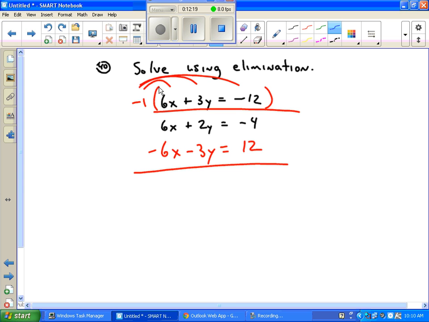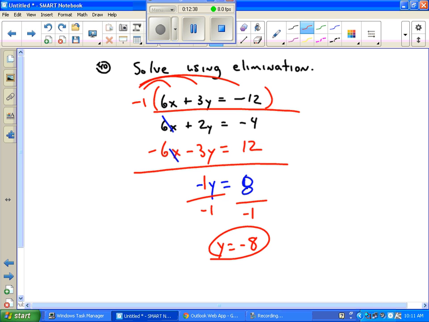6x minus 6x is 0x. They cancel each other out. 2y minus 3y is -1y. And -4 plus 12 is +8. So you have -1 times y. Undo that by dividing by -1. Do it here as well. Y's value is 8.